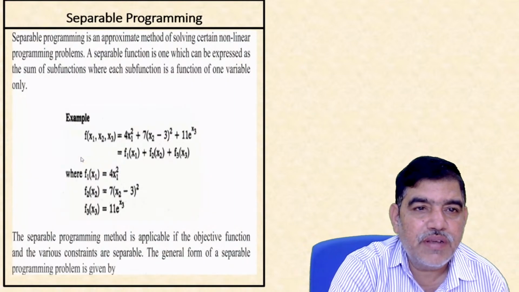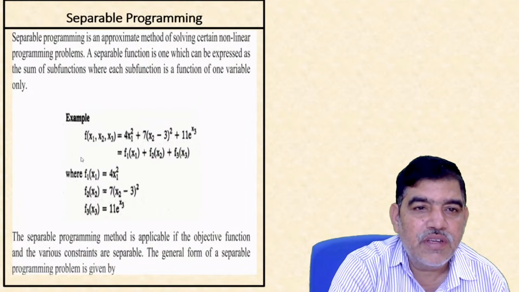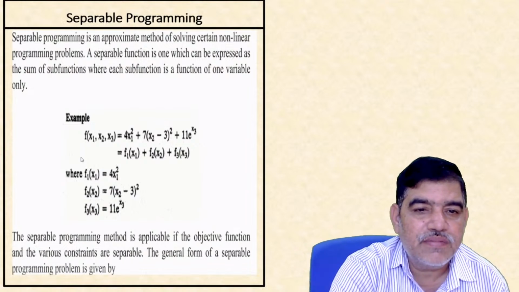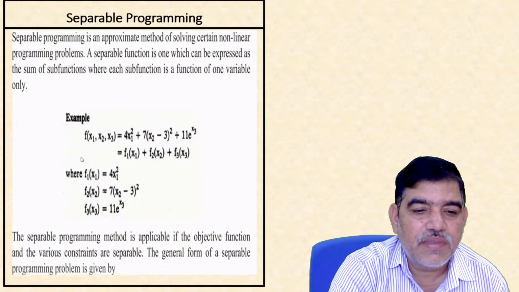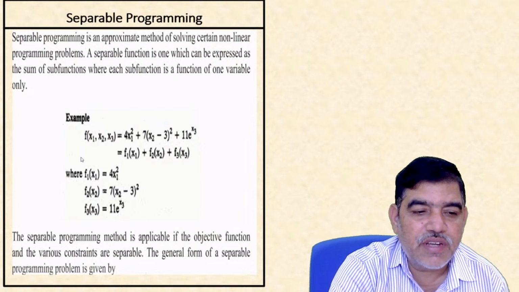Then separable programming. Separable programming is an appropriate method for solving certain nonlinear programming problems. A separable function is one which can be expressed as the sum of subfunctions where each function is a function of one variable only. The separable programming model or method is applicable if the objective function and the various constraints are separable.